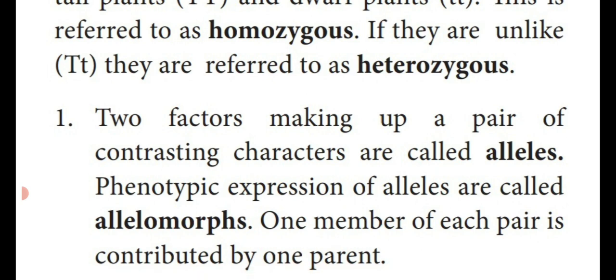At the same time, one member of the each pair is contributed by one of the parent. From the tall plant, they are sending capital T, one allele of the pair. In the dwarf plant, they are sending the recessive small t, that is the allele. So one member of the each pair is contributed by one parent.